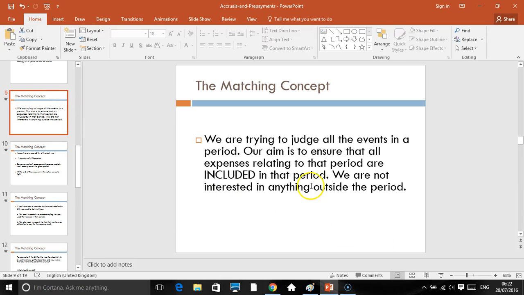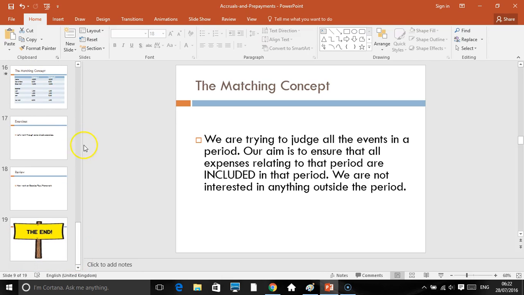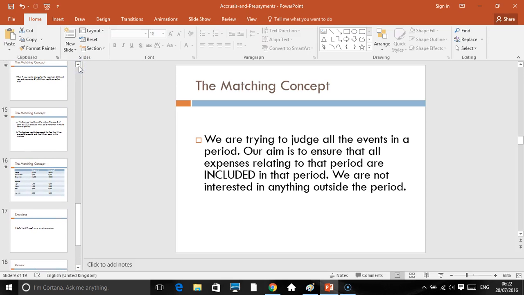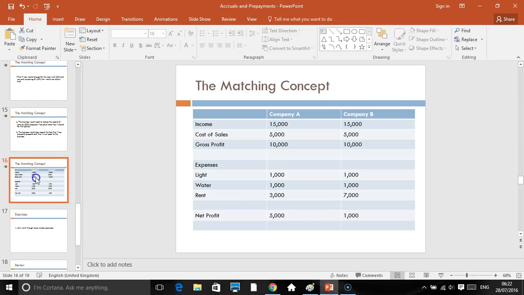Here we are. We are trying to judge all the events in a period. Our aim is to ensure that all expenses relating to that period are included in that period. We're not interested in anything outside the period. Our aim is to ensure that we have the right expense for the right period. You only used rent of 1,200. Well, that's all we want to see in there, because that's what generated the income for that period. We want to see your ability to create profit, so we must match the income with expenses.